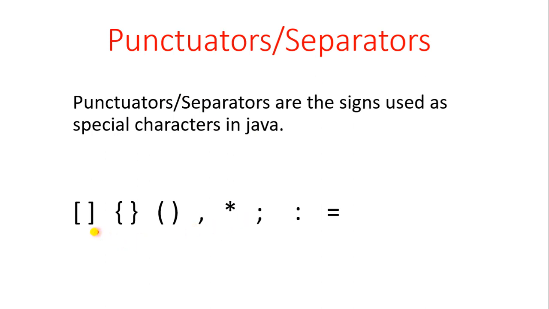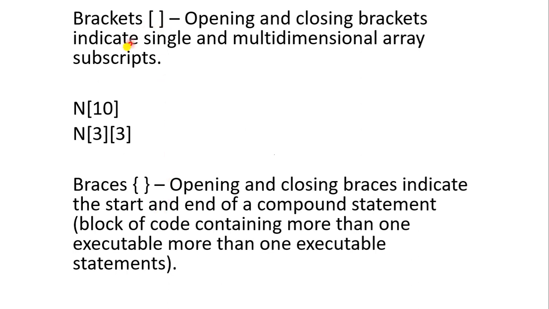Which are they? Brackets, braces, parenthesis, comma, asterisk, semicolon, colon and the equal to operator, the equal to symbol. Okay? So let's learn one by one, briefly, where and how each will be used in the Java programming language. So first one is brackets.